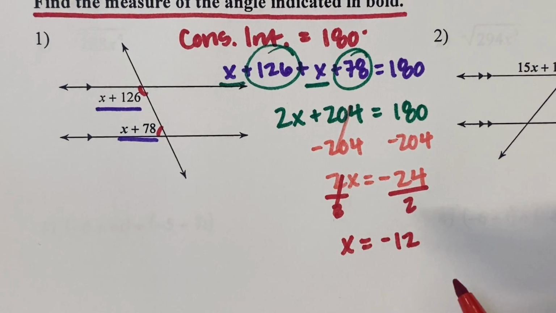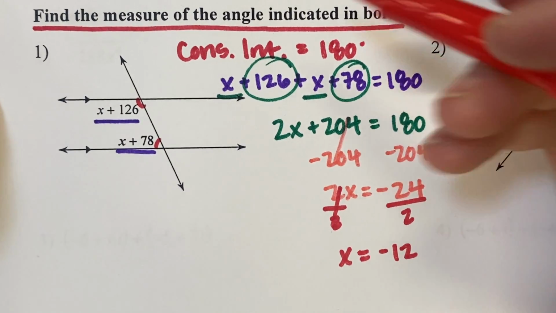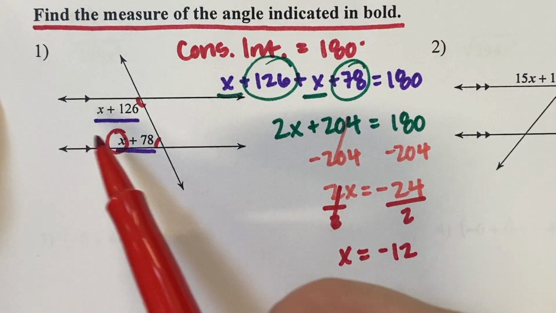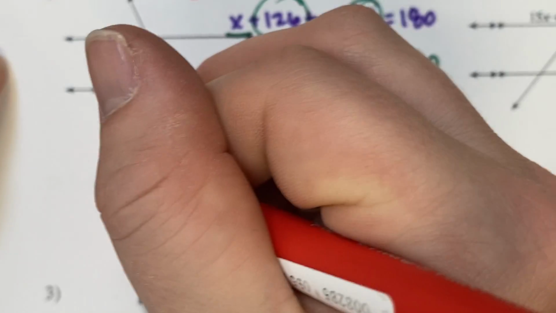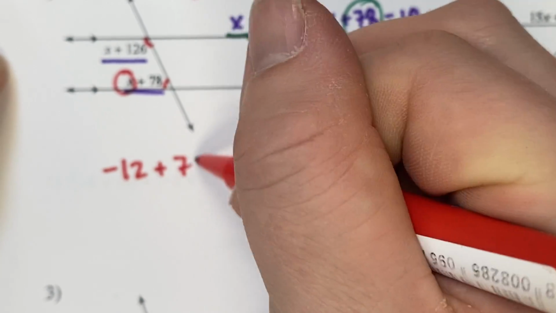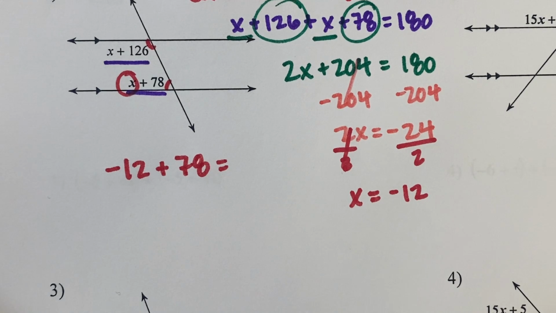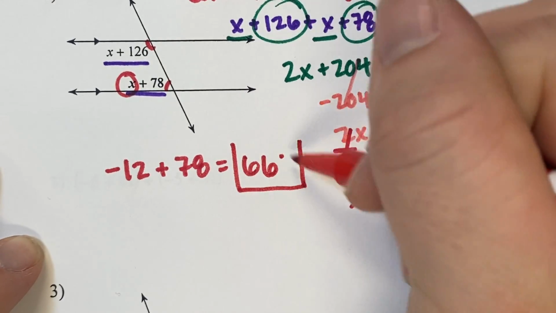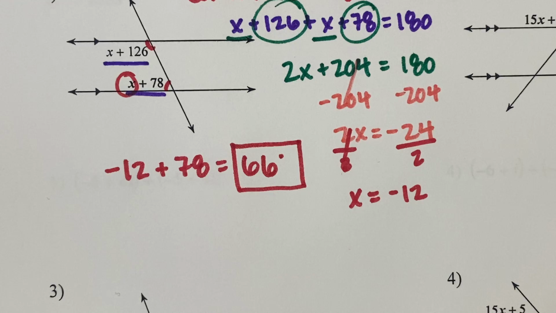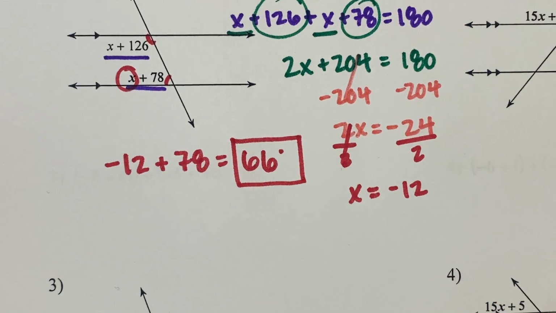Now that's not our final answer. It wants us to find the measure of the angle indicated in bold, and if you can't tell, it's this angle right there. So we're going to take that negative 12 and plug it in where our x goes. So now I have negative 12 plus 78, because it was x plus 78. Well, that's pretty easy. Negative 12 plus 78 gives me a positive 66 degrees. And that is our final answer. So we know that angle right there in bold is 66 degrees.